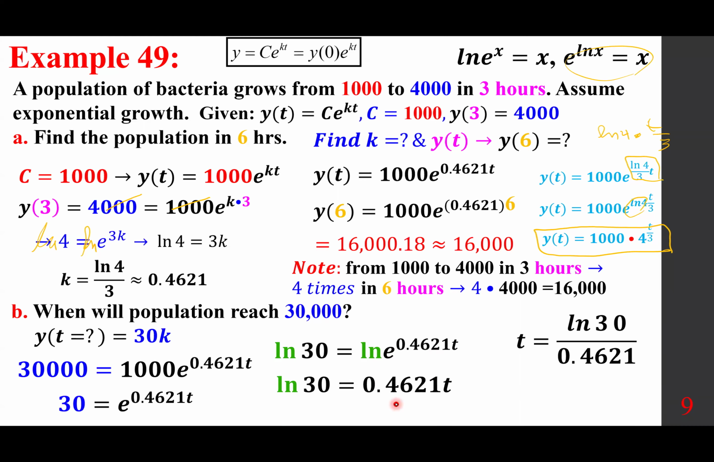And with a bunch of decimals, you get 7.3603 hours. In this case, it won't make that much of a difference if you go with the exact answer, but that works too. So this would be the answer here.